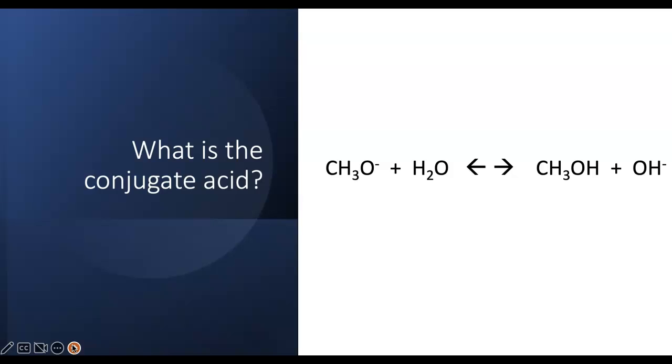You've also got to be able to take a look at neutralization reactions and figure out what's the acid, the base, and what's the conjugates for those acids and bases. So if you take a look at this, see if you can figure it out.